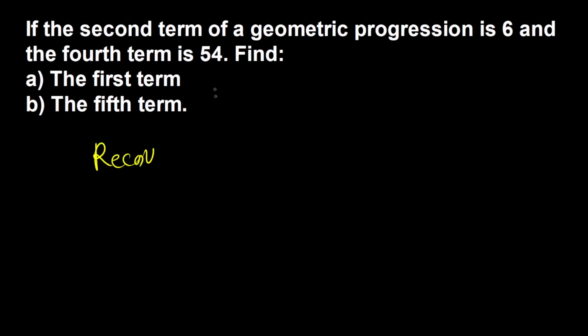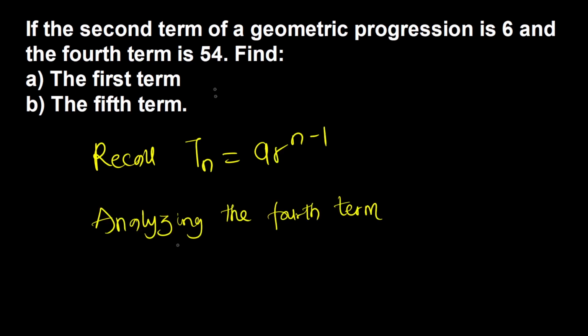Recall that Tn is equal to AR raised to the power of n minus 1. Let's analyze our fourth term. We are going to have that T4 will be equal to AR, and we are going to substitute 4 in place of n, 4 minus 1. Hence, we are going to have our T4 will be equal to AR raised to the power of 3.